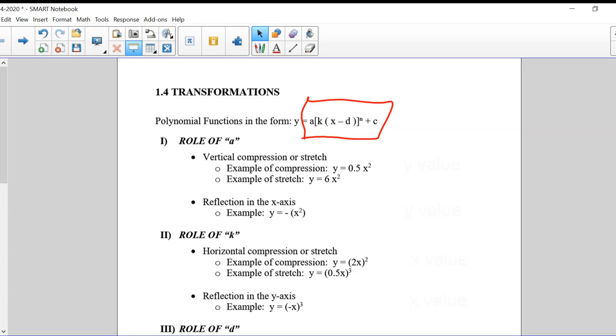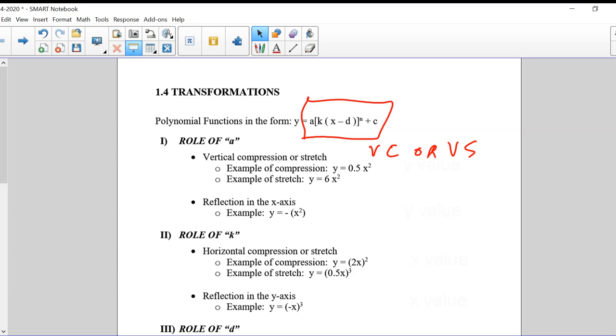The a, the number in the front, gives you what's called a vertical compression or stretch. Some people call it vertical expansion. I don't mind that terminology, but I usually say vertical compression. And by the way, you're welcome to use my abbreviation for that, which is VC for vertical compression or VS for vertical stretch, right? You're welcome to use that abbreviation.